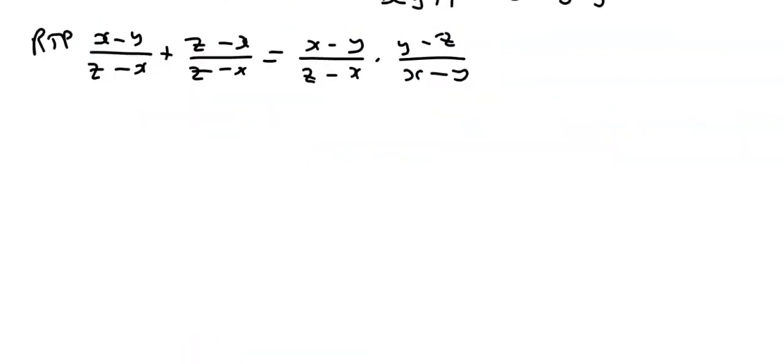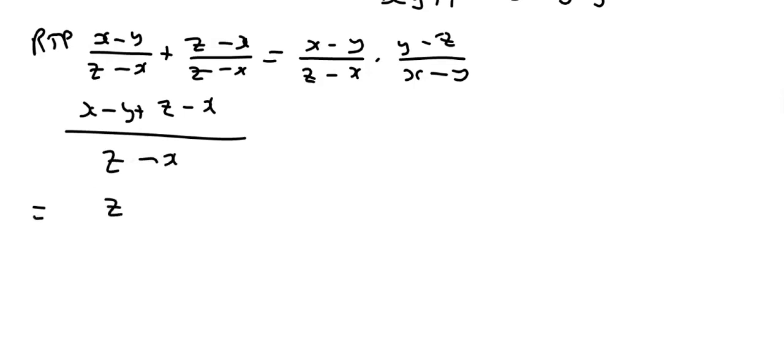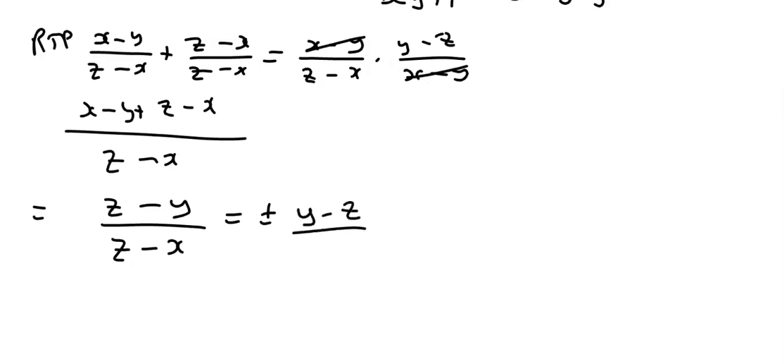And so if we look at the left-hand side, I am required to prove that x minus y plus z minus x over z minus x, which is the same as z minus y over z minus x, is equal to plus or minus, and if I look here I can cancel down x minus y, y minus z over z minus x, and that is true.